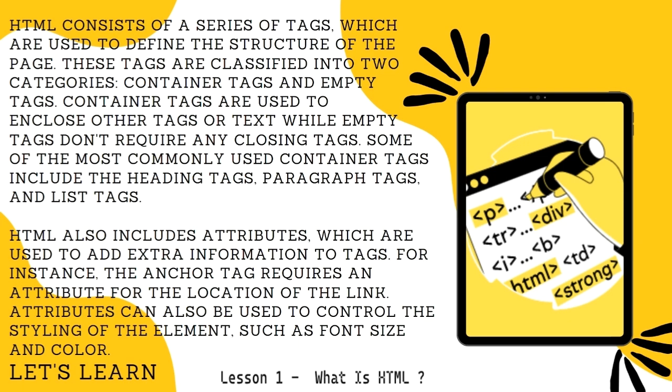HTML also includes attributes which are used to add extra information to tags. For instance, the anchor tag requires an attribute for the location of the link, that is the href attribute. I will tell you more about it in the further videos. And now let us move to the topic attributes. So attributes can also be used to control the styling of the elements such as font size and color.